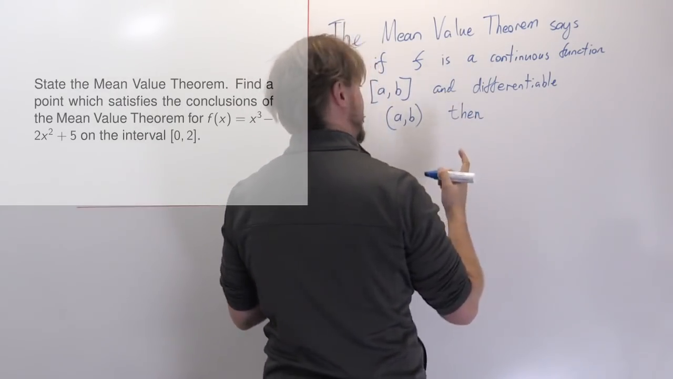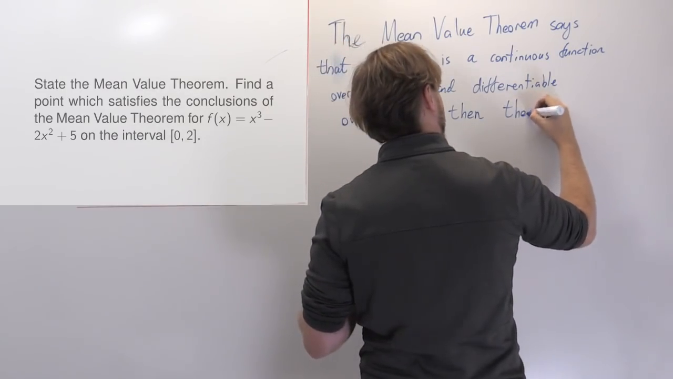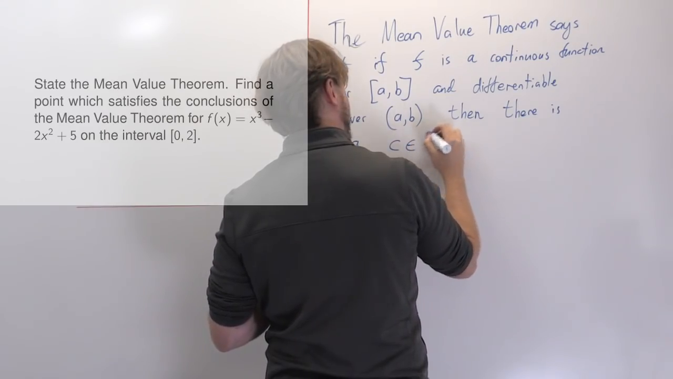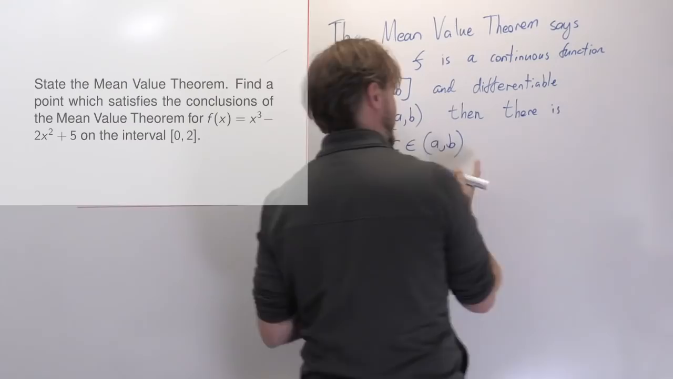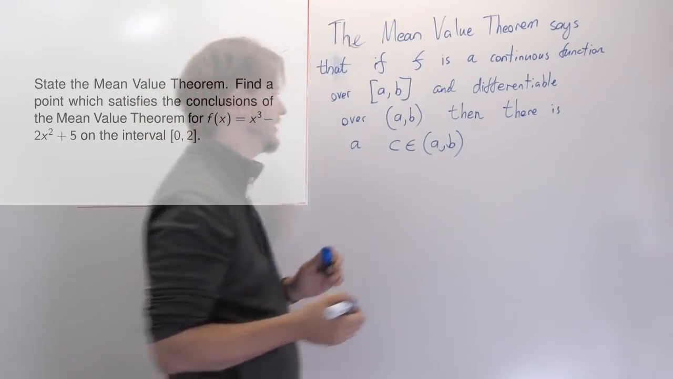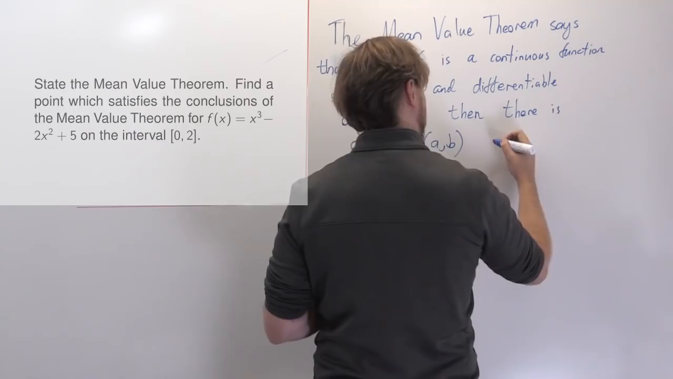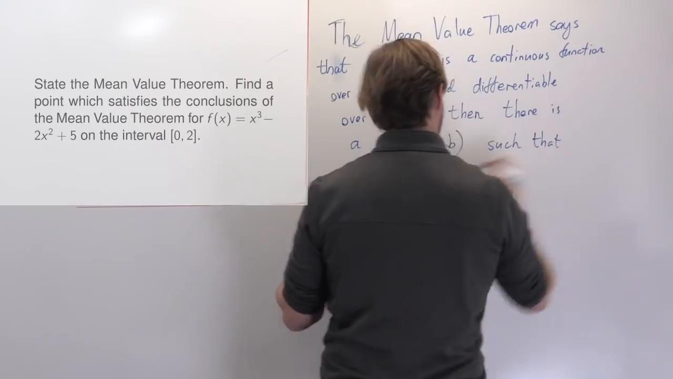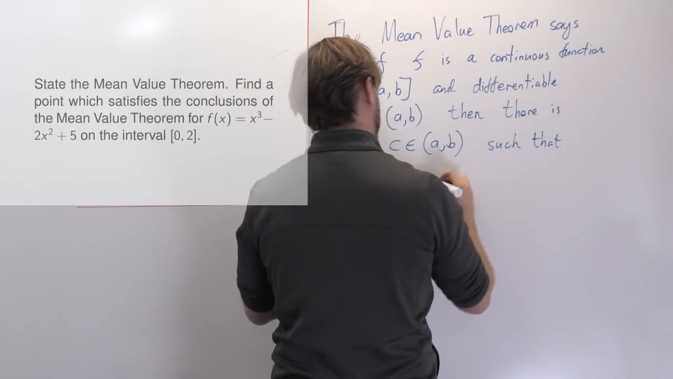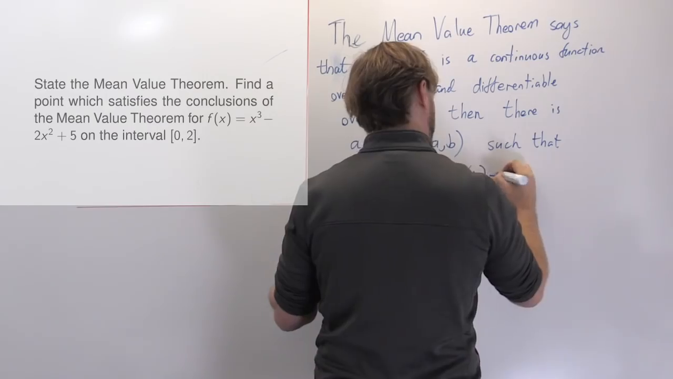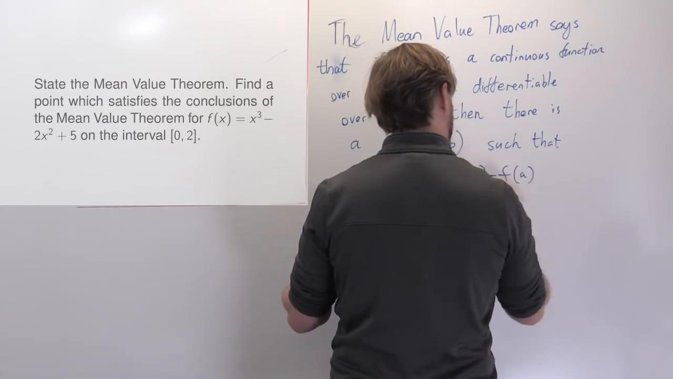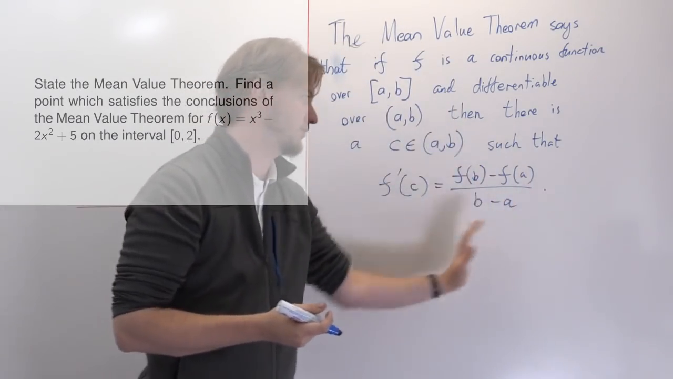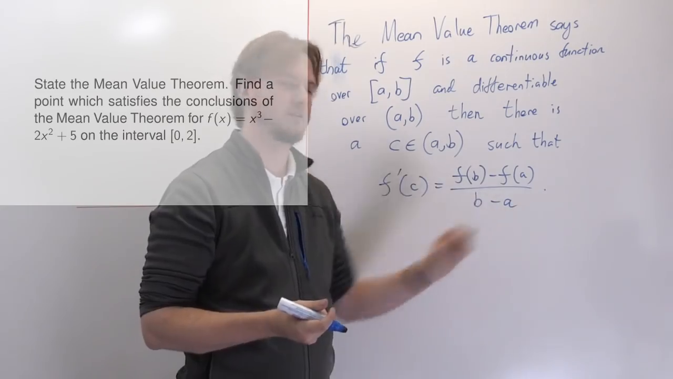So then what does the mean value theorem promise? Well, it says that there is a c in the open interval (a, b), so it doesn't need to be the endpoints, such that the derivative at that point c is equal to the average slope, the mean slope. So this is the mean in mean value theorem. It's the average slope, f(b) minus f(a) over b minus a.